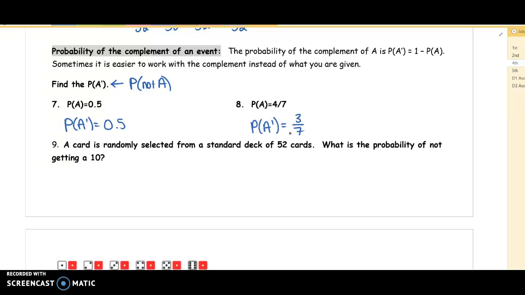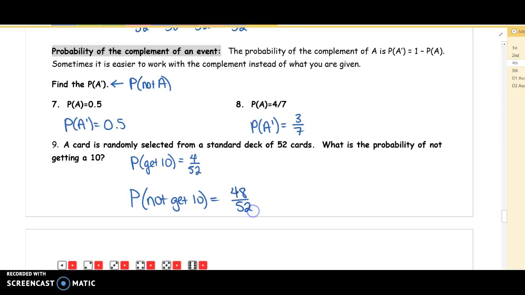A card is randomly selected from a standard deck of 52 cards. What is the probability of not getting a 10? Thinking about the complement is often easier than thinking about the actual event. So the probability of getting a 10 is 4 out of 52. There are 4 10s in the deck. So think about the whole deck, 52. What is 52 minus 4? So the probability of not getting a 10 is 48 out of 52.